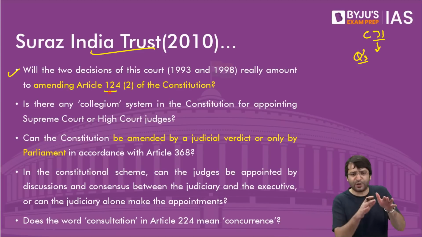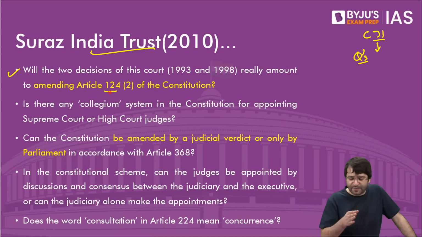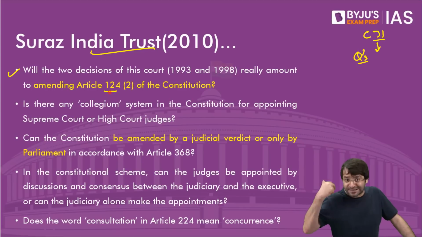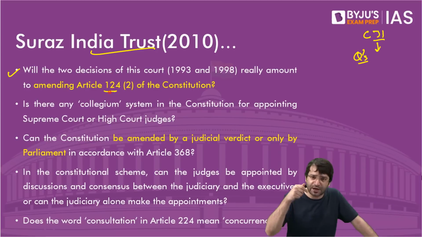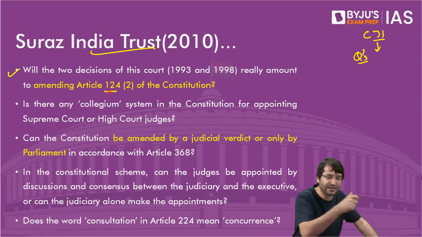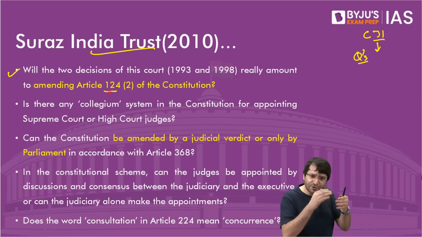Because Article 124, Clause 2 said, every judge of the Supreme Court shall be appointed by the President after consulting with such of the judges of the Supreme Court and High Court as he may deem necessary. And while appointing judges other than the Chief Justice of India, the Chief Justice shall always be consulted. Now, because of 1993 and 1998 judgments, you are saying the President will appoint a judge after consulting Collegium. Is this not amendment to the Constitution? Dear Chief Justice of India, please answer.